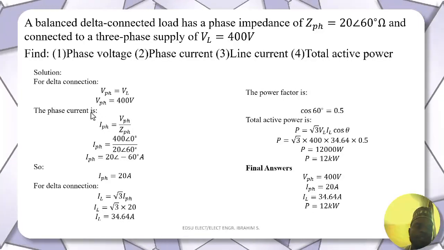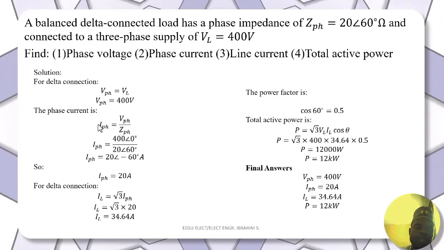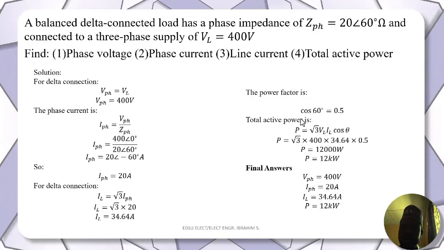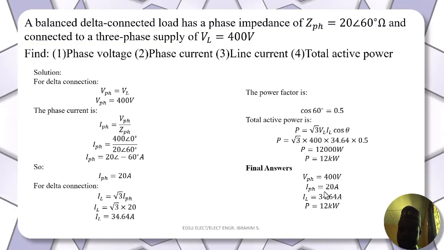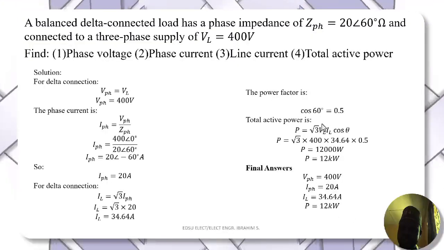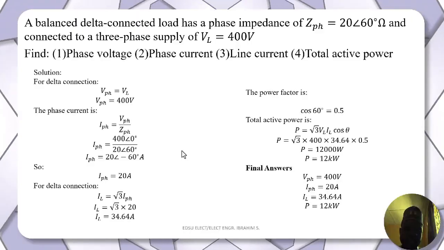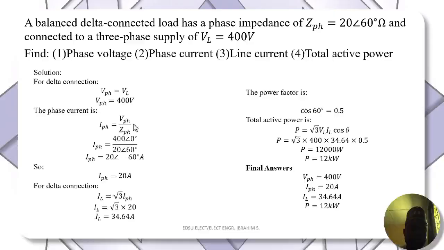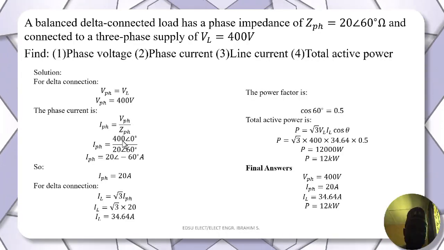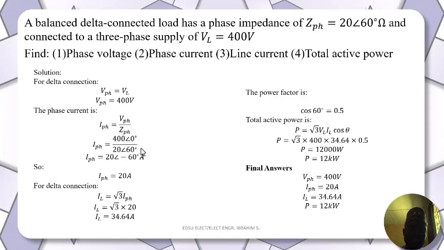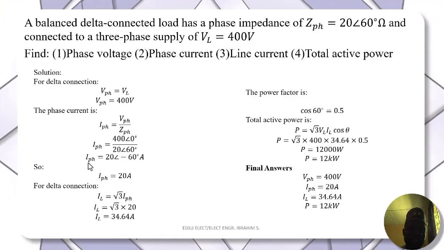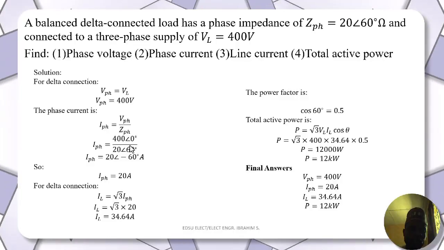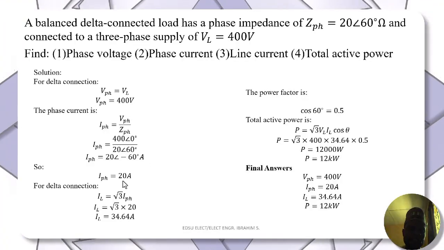Then to calculate the phase current, my I phase equals V phase divided by Z phase. My V phase is 400 ∠0 and my Z phase is 20 ∠60 degrees. That means my I phase should be 400 divided by 20, then 0 minus 60 will give me the angle. So my I phase is 20 amps.